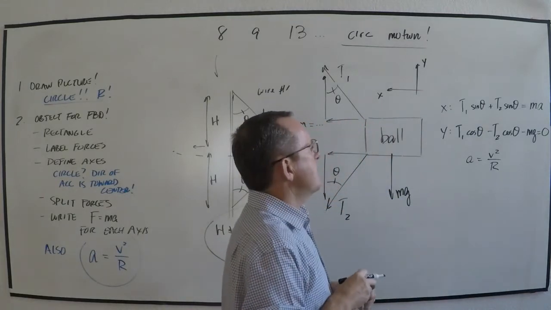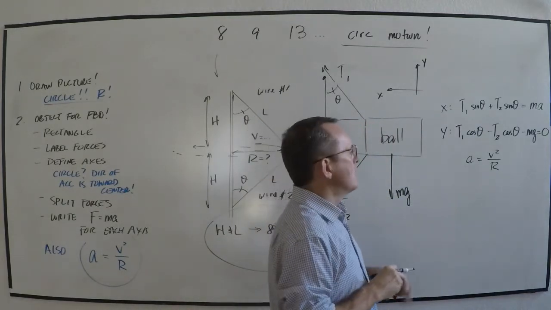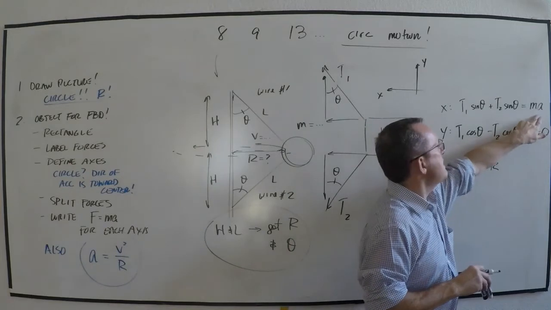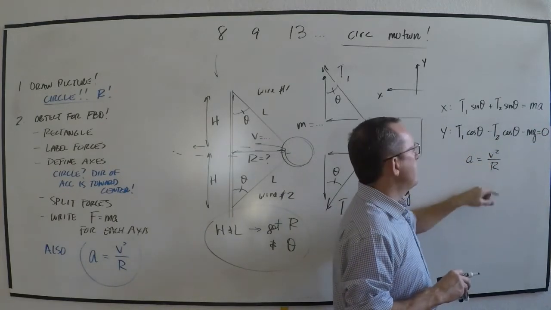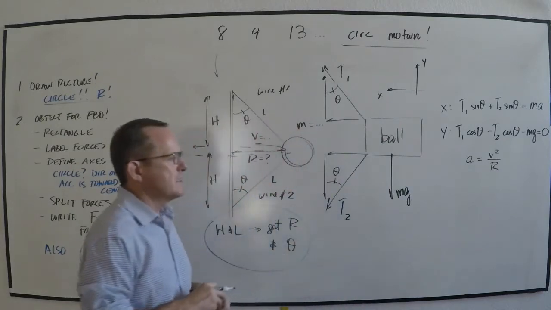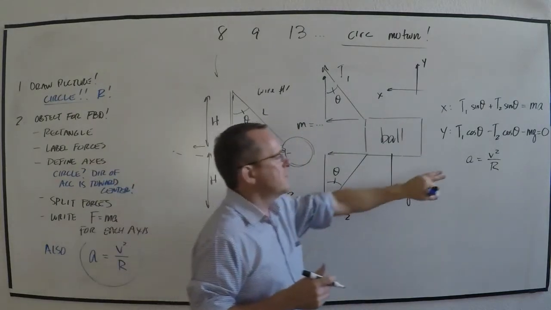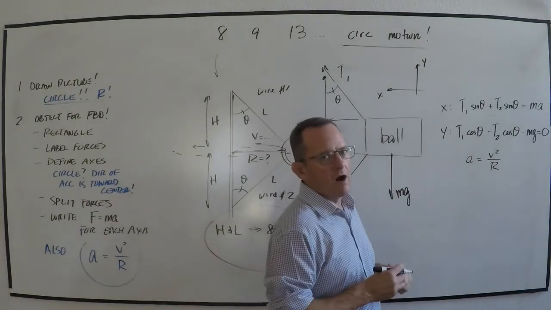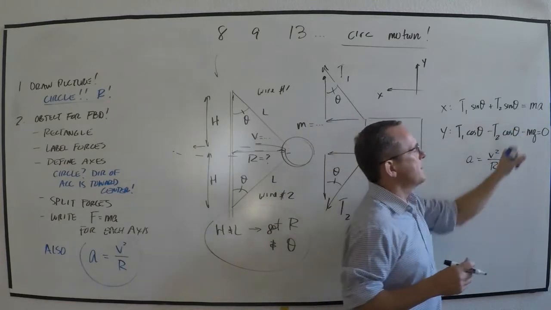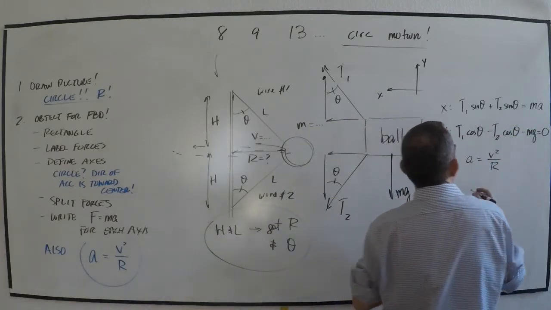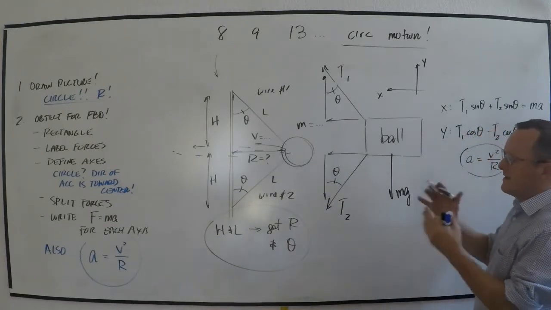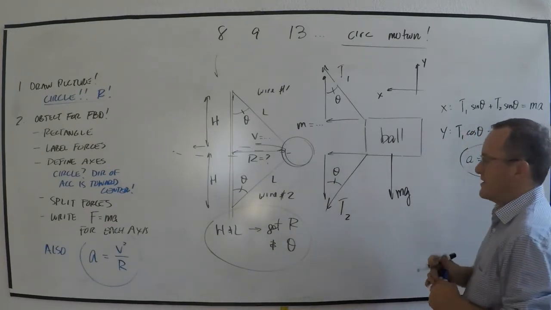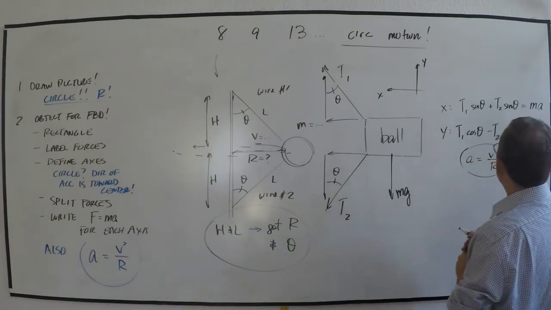How many equations do we have here? 3. How many unknowns? 3. A, T2, and T1. You have V, and you have R. Now, it's your choice. If you want to, you can calculate A, because you have V and R. Or you can just replace it algebraically. I'll just assume that you're going to calculate A, and that's fine. It's okay to calculate A. Sometimes you're asked to find the acceleration. It's an unknown. May as well go ahead and get it.